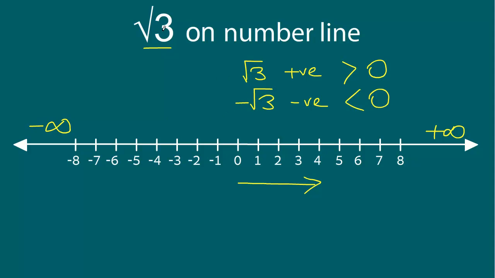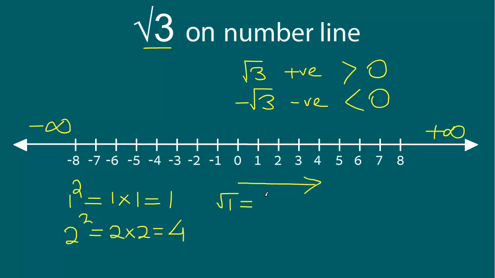What else can we tell about square root 3? Well, we know that 1 square is 1 multiplied by 1, which is simply 1. Similarly, 2 square is 2 times 2, which is 4. So what we have is, if we square root 1, we will get 1. Because 1 square is 1, so square root 1 will be 1. Similarly, if 2 square is 4, square root 4 will be 2. So if you do square root 4, you will get 2.